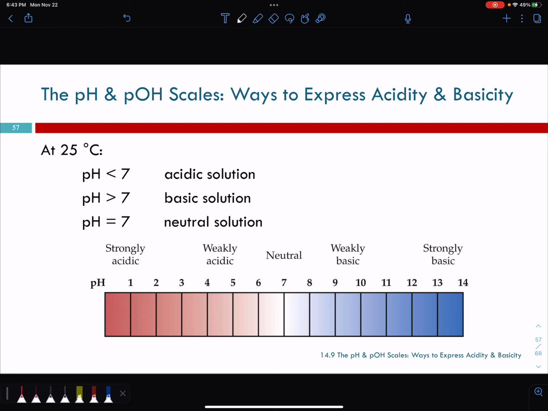So in addition to using just the concentrations to look at things, we can also use the pH scale. So pH, I think it's calculated on the next slide, very similar. We have an acidic solution when the pH is less than 7. When it's greater than 7, we have a basic solution. And when it's equal to 7, we have a neutral solution.